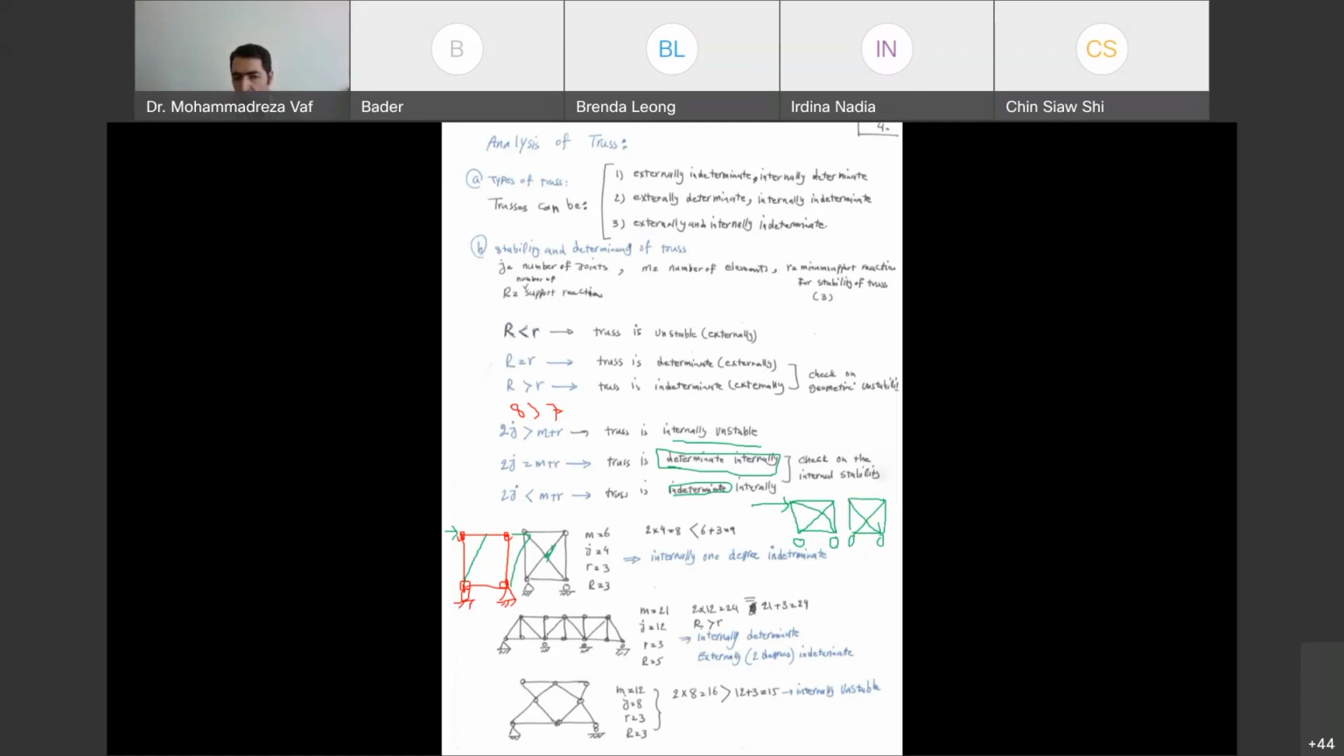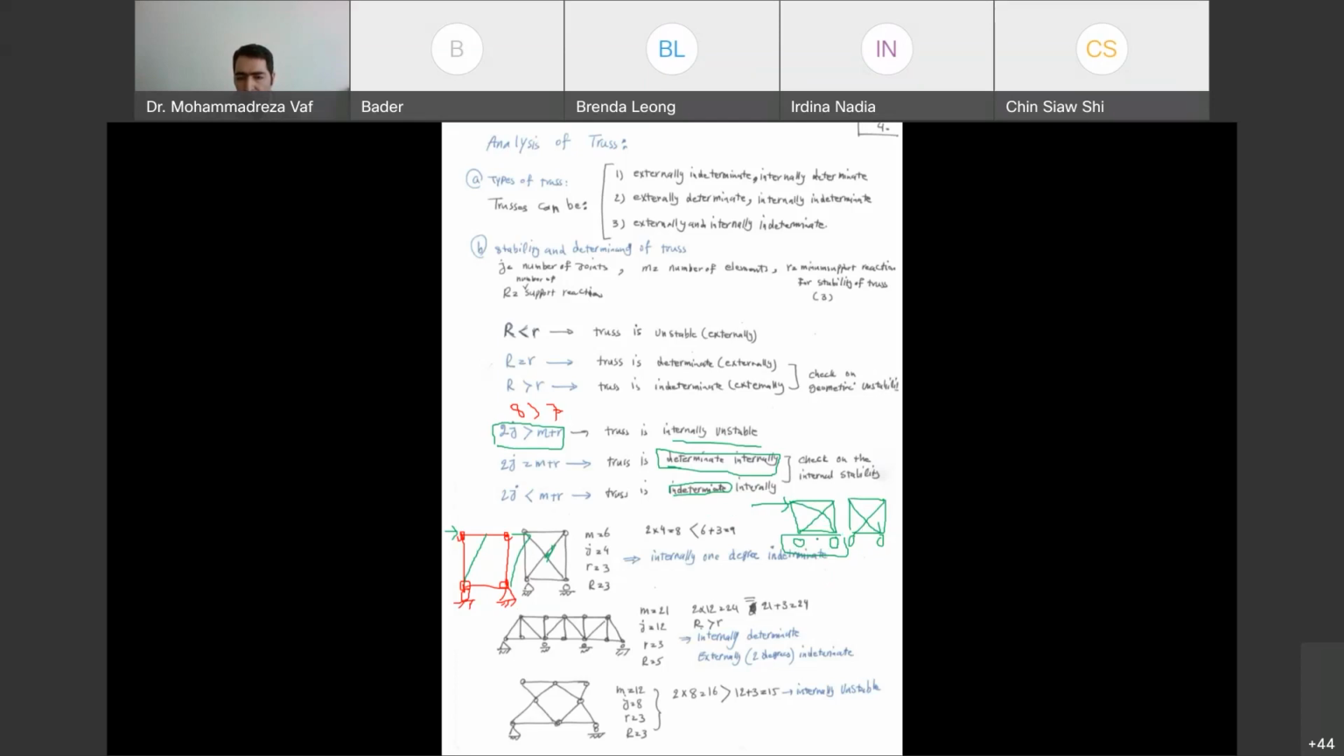So you need to check on the external and internal condition. Internal condition is very clear. You use 2J should be larger than M plus R, otherwise you become unstable. And for external, you need to have at least 3 support reactions. In this case, we have only 2 support reactions. So one support reaction is missing to tolerate the horizontal force, which makes the truss unstable and can lead to movement to the right or left.